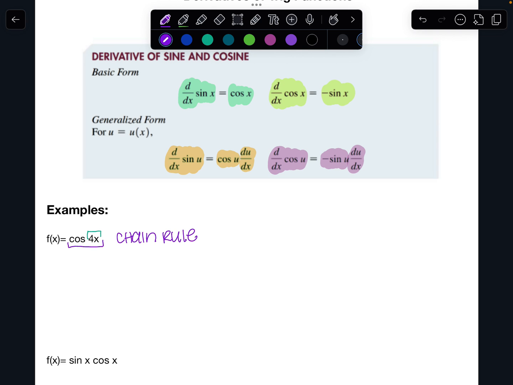So, the derivative of the outside function is negative sine 4x times the derivative of 4x, which is just 4. So the derivative of f of x is equal to negative 4 sine 4x.